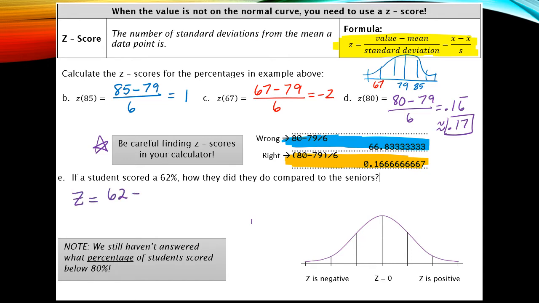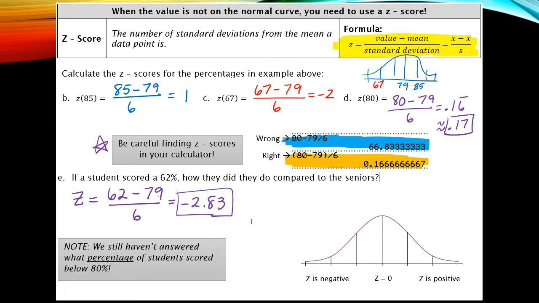So I would take my value minus the mean, which is 79, and then divide it by the standard deviation. So we're doing 62 minus 79 in parentheses, and then divided by 6, and it gives me -2.83. It's actually -2.83 repeating, but because I want it rounded to 2 decimal places, I'm just going to leave it like this. Okay, so this tells me a few things. The fact that it's negative tells me that somebody who scored a 62% did worse than average. So the average is 79. It tells me that they didn't do as well as most of the students in the class.